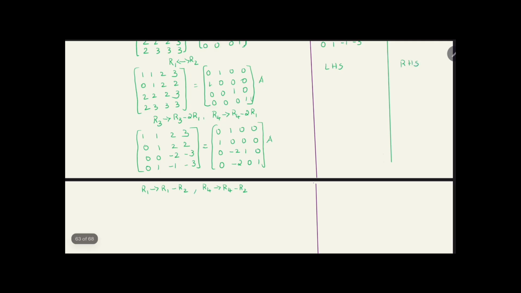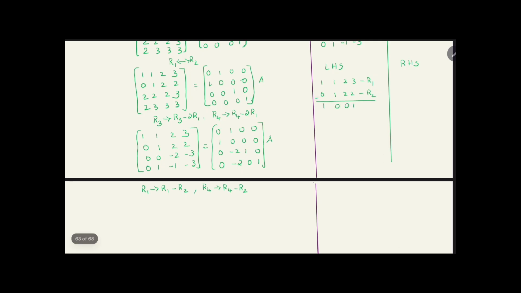What is the first row? That is 1 1 2 3. This is R1. And what is R2? 0 1 2 2. This is R2. Now subtract these two. 1 minus 0 is 1. 1 minus 0 is 1. 0 0, and it is 1.